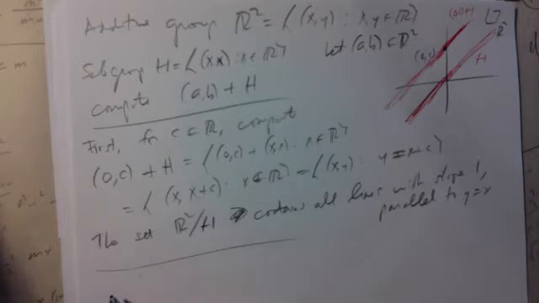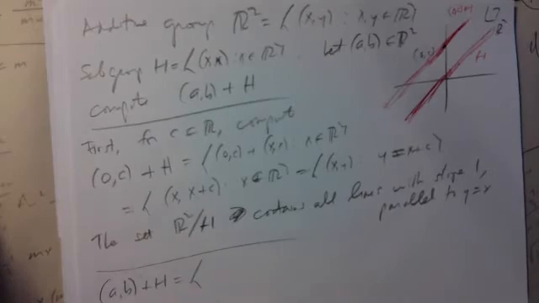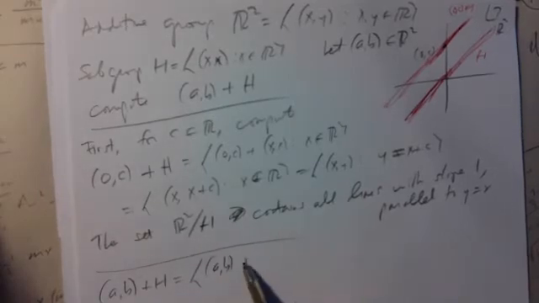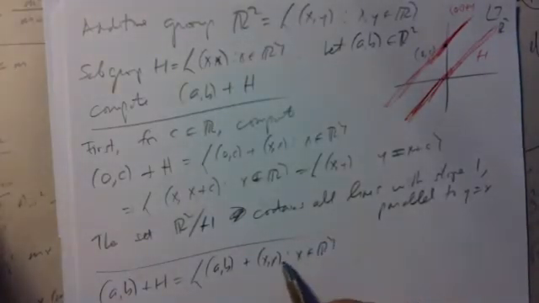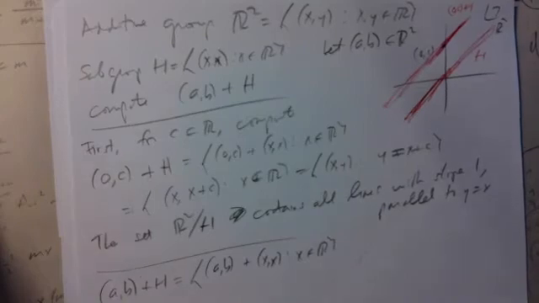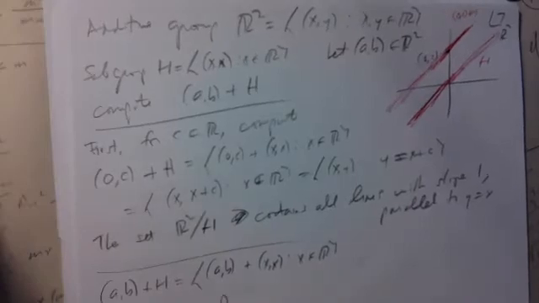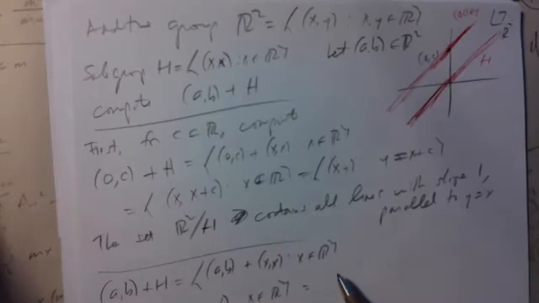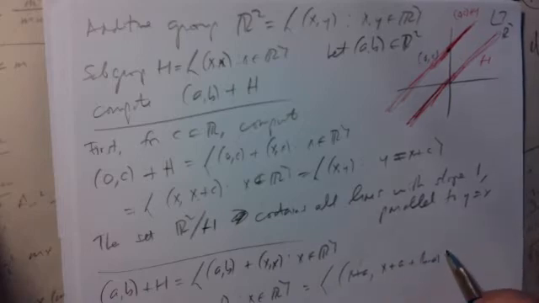But what about the general case? Suppose I take (a, b) plus H. So this is everything of the form (a, b) plus (x, x) for all x in R. This is a set of everything of the form (x plus a, x plus b) for all x in R. And again, I can do the same sort of trick I did a moment ago. I can write this: x plus a, and x plus b is the same as x plus a plus b minus a.